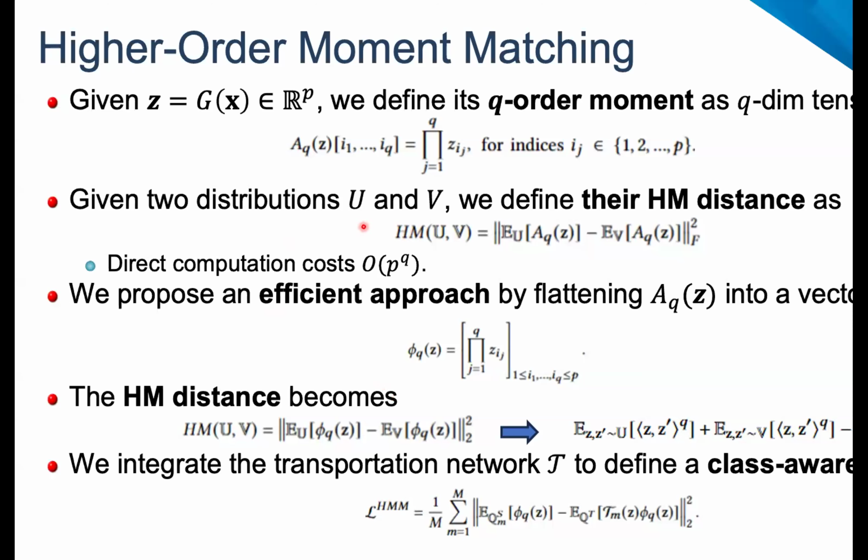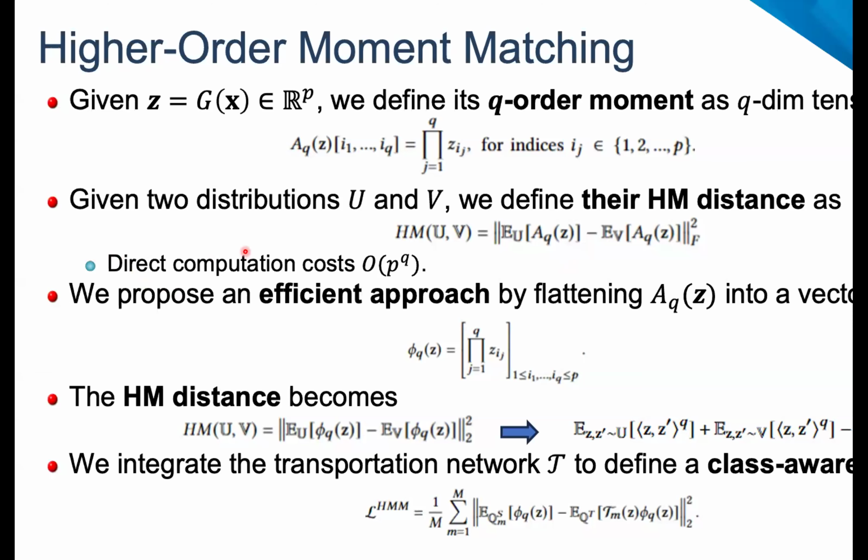More specifically, given two distributions U and V, you can think about U here as the distribution of a source example in latent space, and V here as the distribution of a target example in latent space. We define their high order moment matching distance as the F norm of the mean of AQ(z), z following distribution U, and the mean of AQ(z), z following distribution V. So this is similar to MMD.